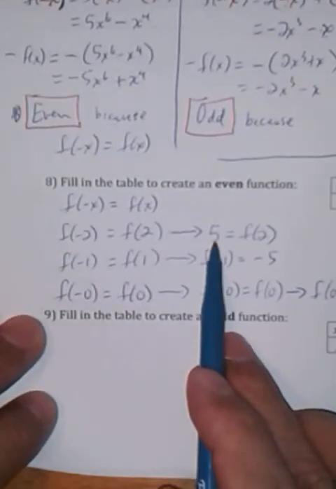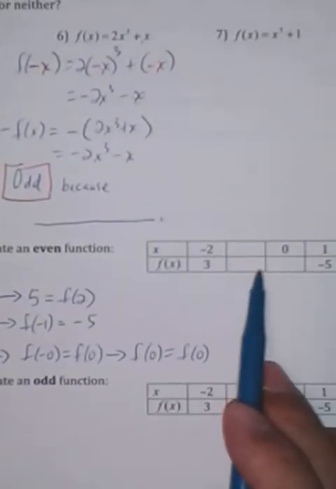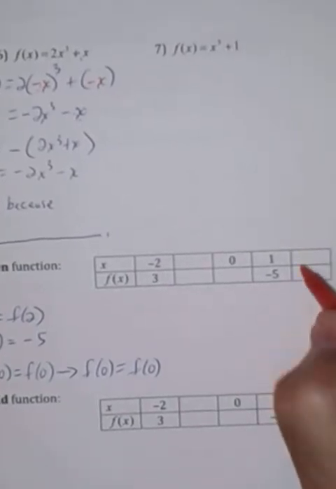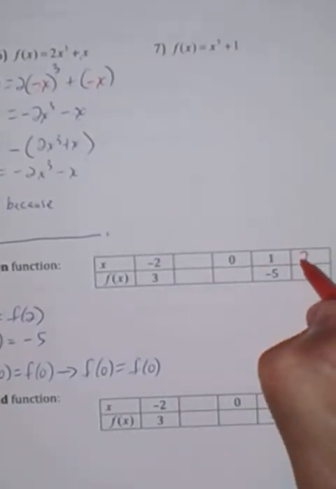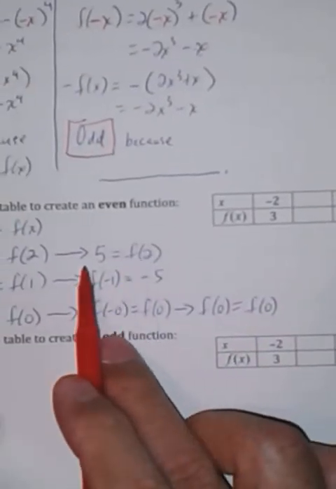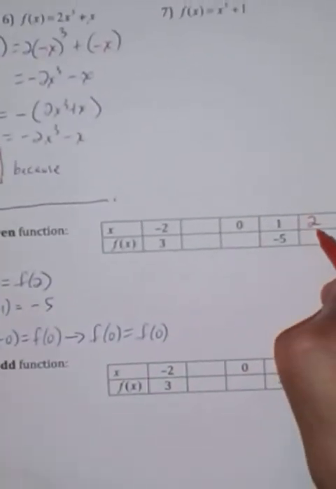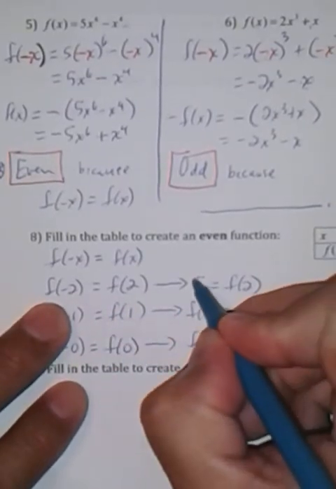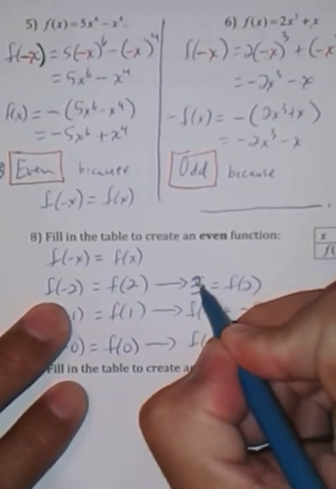So looky here. 5 equals f of 2. Oh, we don't have a 2. Well, we'll put one in there. That's our job, right? So f of 2, so we want x equals 2, and f of 2 is 5. Oh, did I write the wrong numbers? F of negative 2 is 3. I'm sorry about that. F of negative 2 is 3.